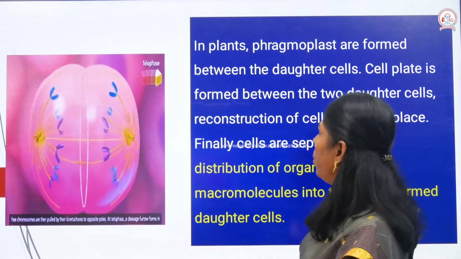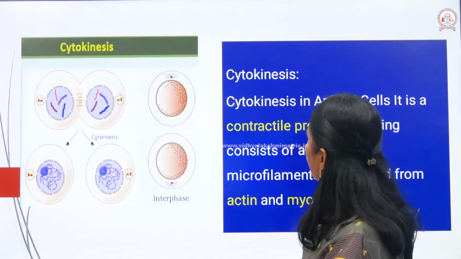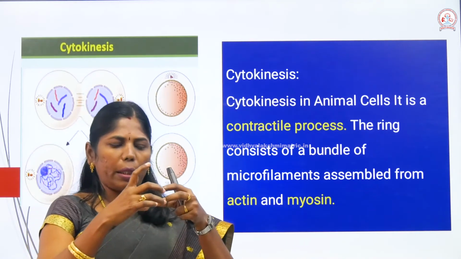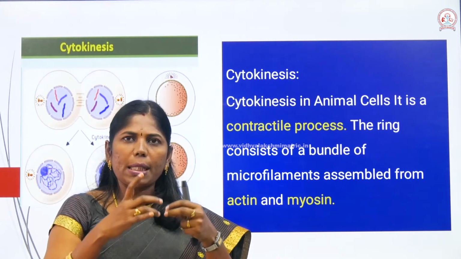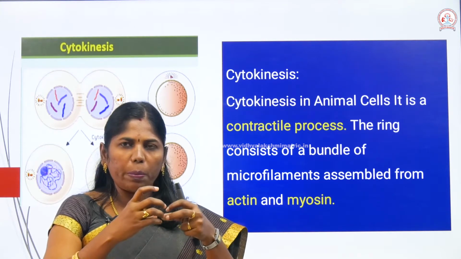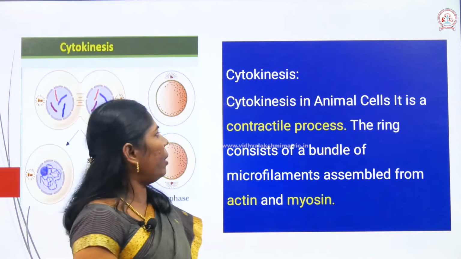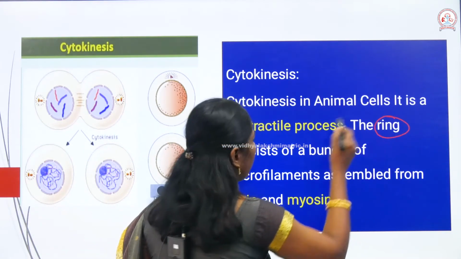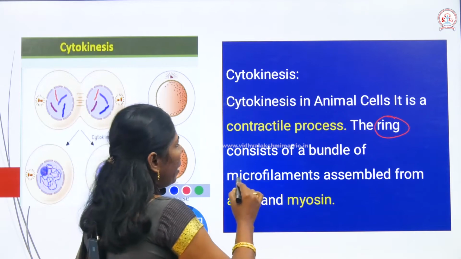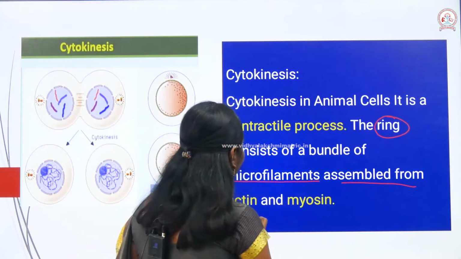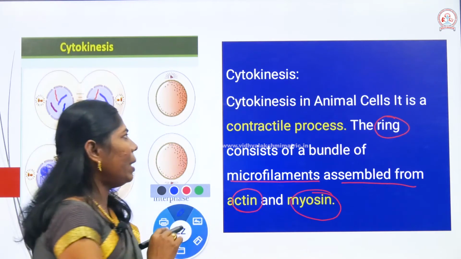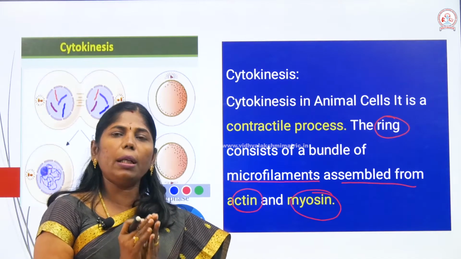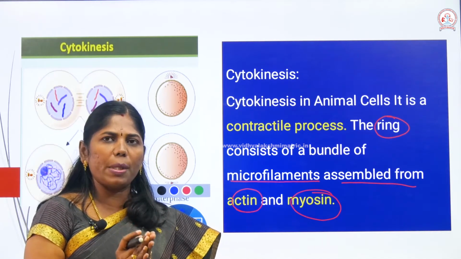So this is cell furrow formation. In the animal cell, it is a contractile process. Contractile means the cell contracts and shrinks from the periphery to the center, so the cell membrane contracts and they can divide into two. The ring consists of a bundle. The ring is the contractile furrow. It is a bundle of microfilaments assembled from actin and myosin. When we see the contractile process, actin and myosin are a protein complex. Both of them are proteins, and both of them are filaments.